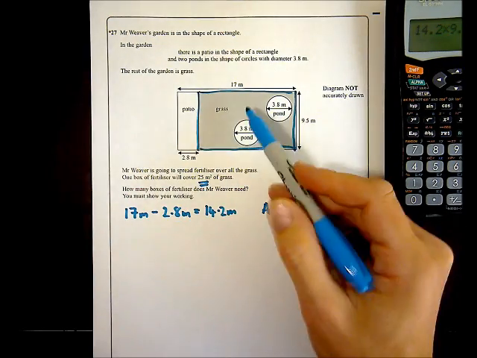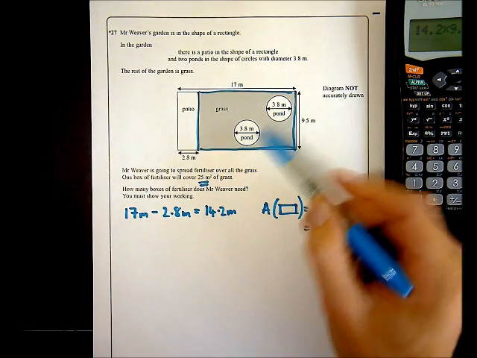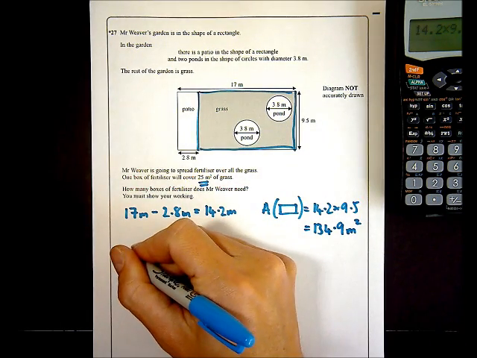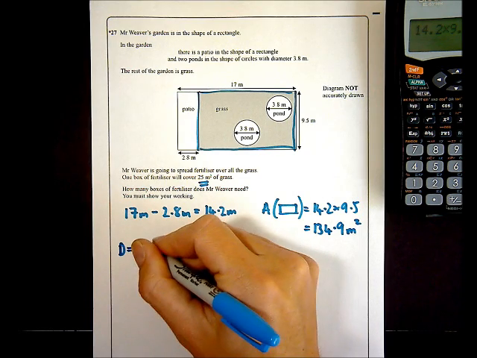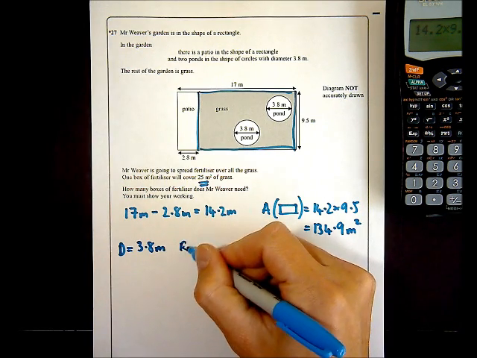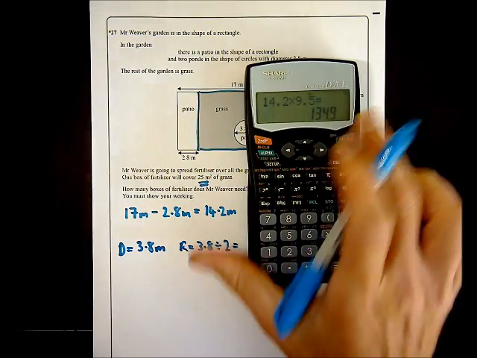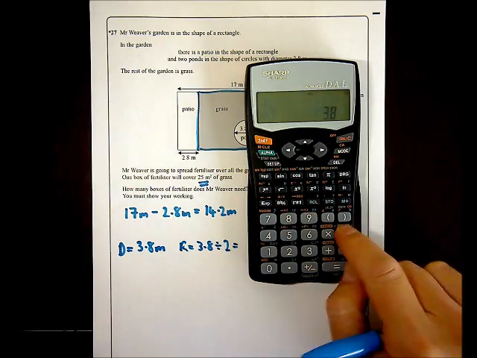Now, the grass doesn't cover all of this rectangle, it misses off these ponds, so I need to find the area of one of these circles. So, first of all, I know that the diameter of the circles is 3.8 metres, and therefore the radius will be half of that, so 3.8 divided by 2. And again, if you're not sure, use your calculator. 3.8 divided by 2 is 1.9.